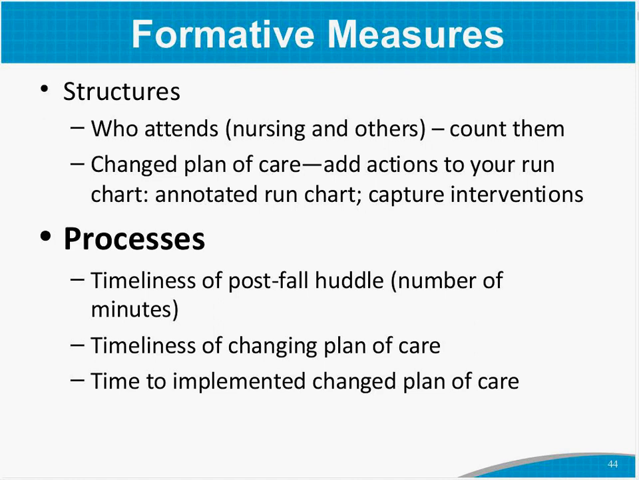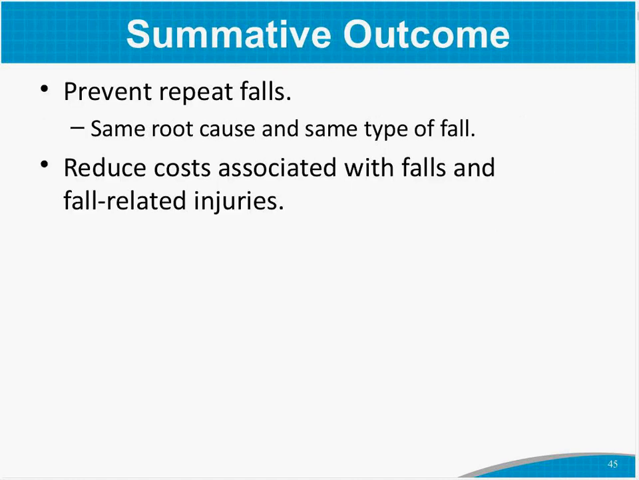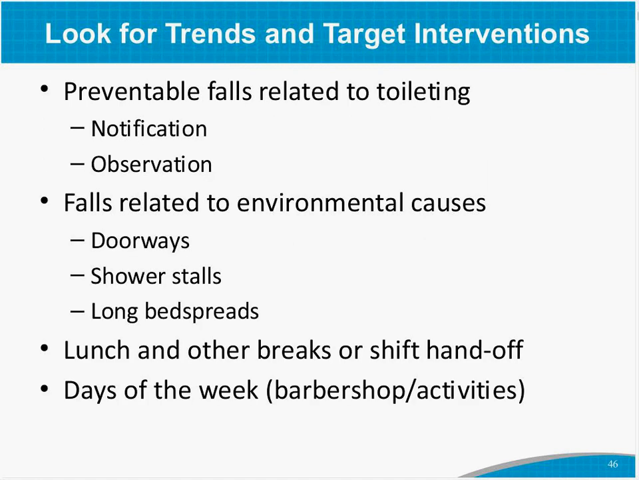How timely was it? How long did it take you to get that change in the plan of care, and how long did it take you to get it implemented? That's formative measures. And, of course, your summative measure, your outcome measure, would be preventing a repeat fall based on the same root cause, same type of fall. And you can show you're reducing the risks, the costs that are associated with falls and fall-related injuries.